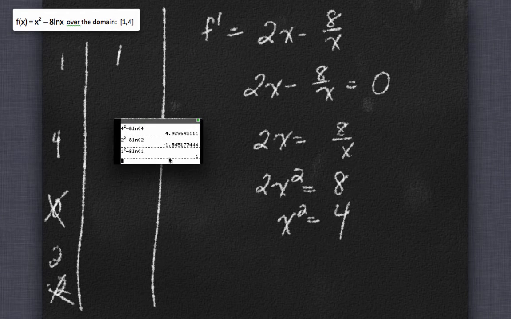So these are our results, which means our max is at 4, and it's this almost 5. And our minimum is at 2, where we have a negative 1.545.